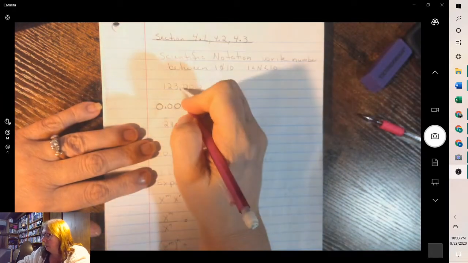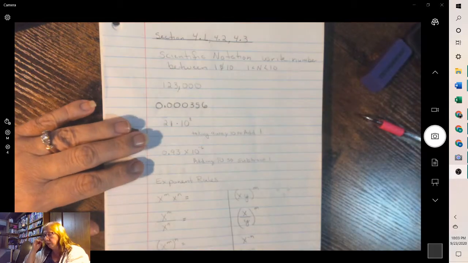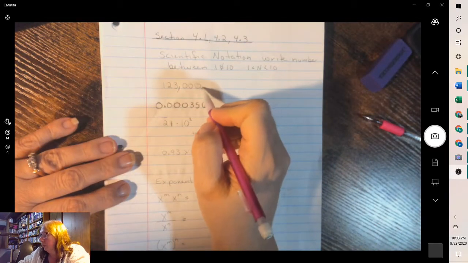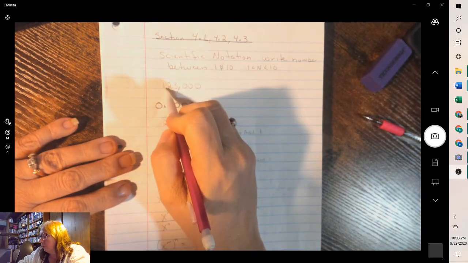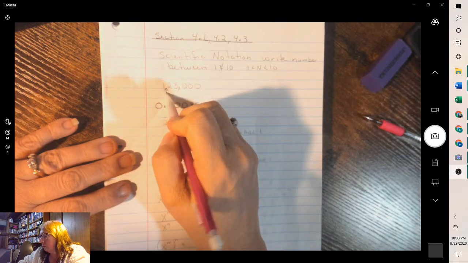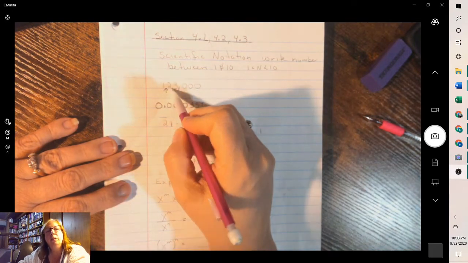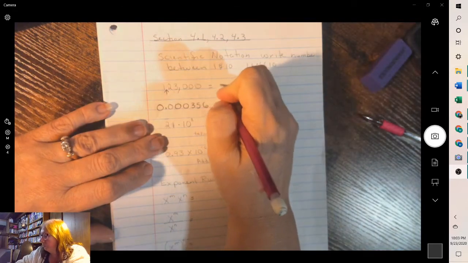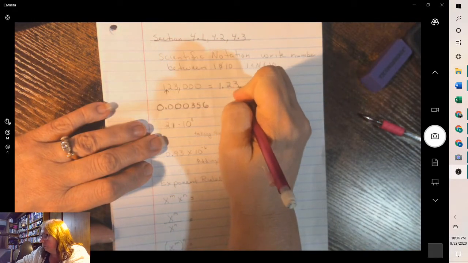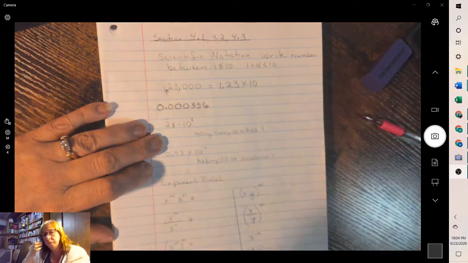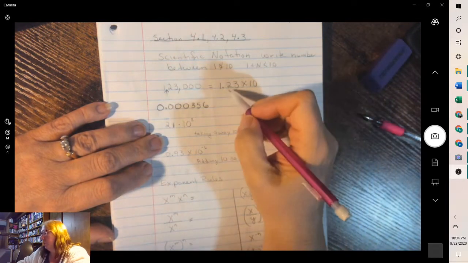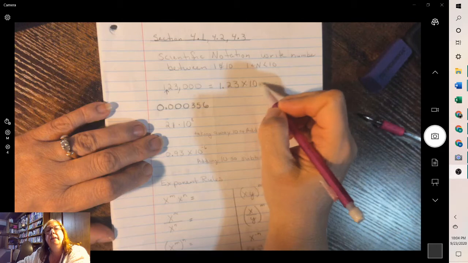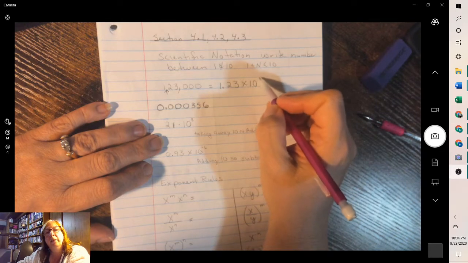So if we look at 123,000, we need to put the decimal here, because 1.2 would be a number between 1 and 10. So it's written 1.23 times 10. Now we need an exponent on it.